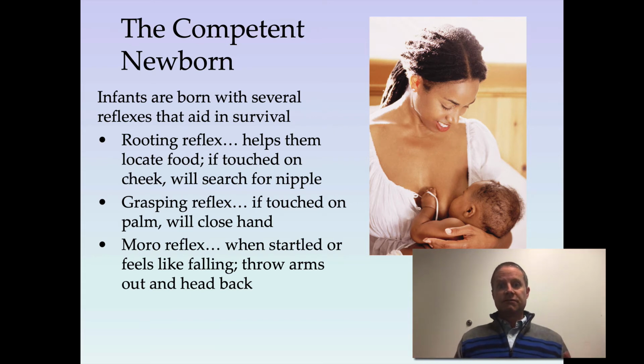Also, if it feels like it's falling, it will do that. And so the grasping reflex and the Moro reflex, they think maybe developed in our evolutionary past when primates lived in trees and they had to hang on to their moms. And if they fell, they needed to grab something real quick. That's just a theory. We don't know for sure if that's why.